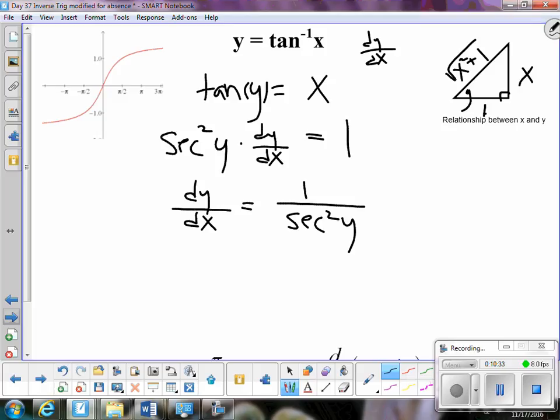Well, if you remember, the reciprocal of secant is cosine. So secant is 1 over cosine, and cosine is 1 over secant. So another way of writing this would just be cosine squared y.